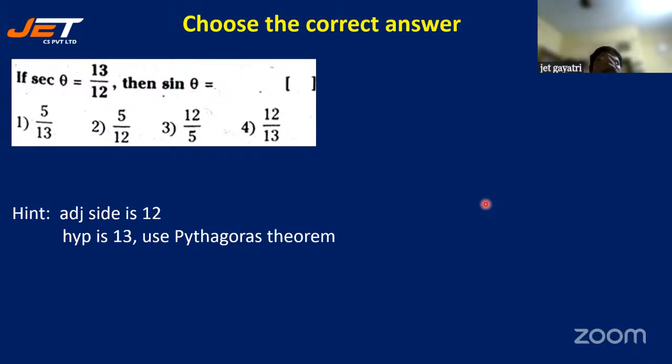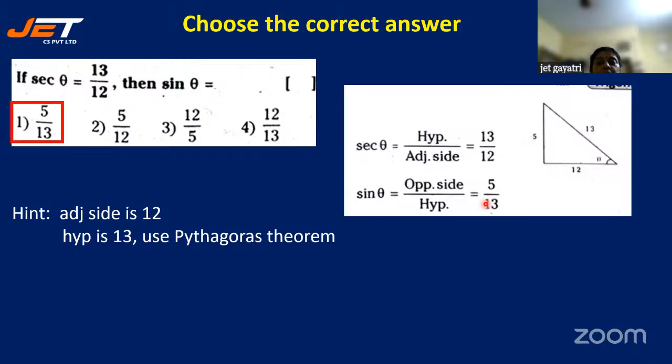So now with this, you can find out your opposite, because your sine theta is nothing but your opposite side by hypotenuse. So you need to find out your opposite side to do your sine theta. All right, see here, the triangle is drawn. What is secant theta? Hypotenuse by adjacent side, 13 by 12.